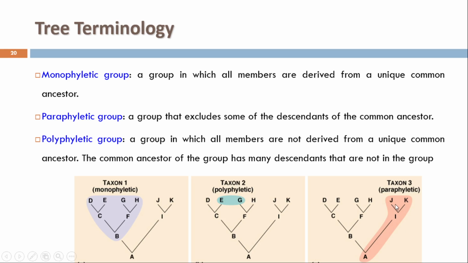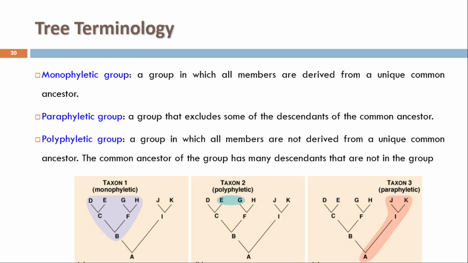Here you see that the common ancestor of J, K, and I is A, and some other descendants of A are also there, that is B, C, F, D, E, G, H, but we are not including B, C, D, E, G, H in our study. So we can simply call it paraphyletic. Wherever there is a common ancestor but not all the descendants are included, that is simply known as a paraphyletic group. Next is the polyphyletic group.